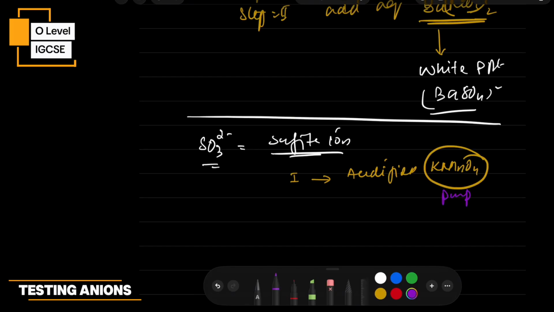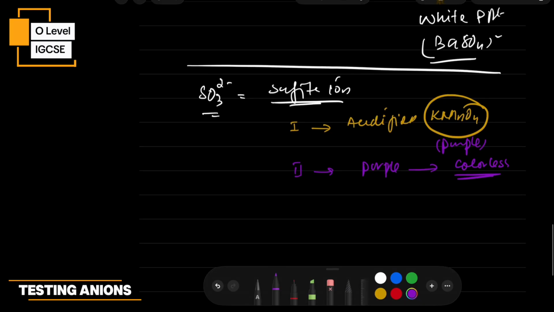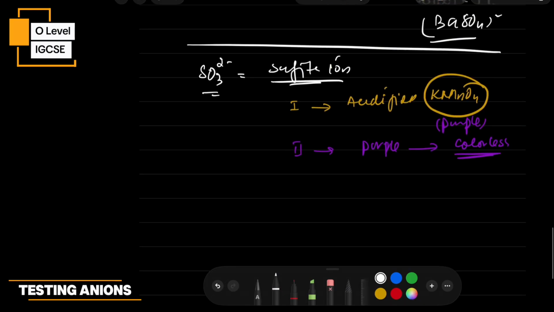Step 2 is the observation. The color of purple KMnO4 will change to colorless. So the color of this KMnO4 solution will be destroyed. If this is so, yes, sulfite ions are present.